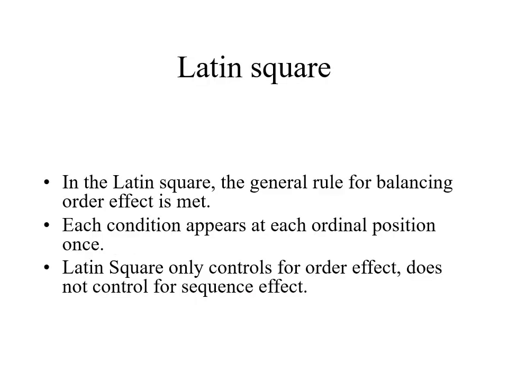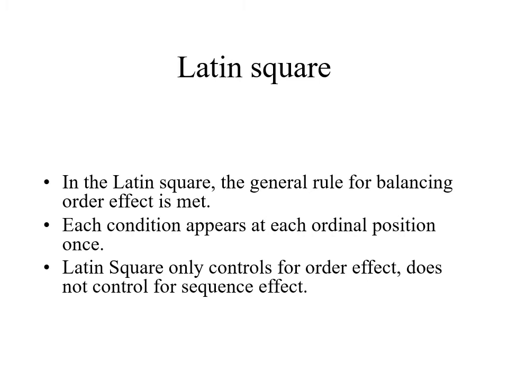In the Latin square, the general rule for balancing the order effect is met. But there's something I want to say: the Latin square does not address the sequencing effect. The all possible orders does. So the main difference between the Latin square and all possible orders is that all possible orders addresses the sequence effect, and the Latin square only addresses the order effect.